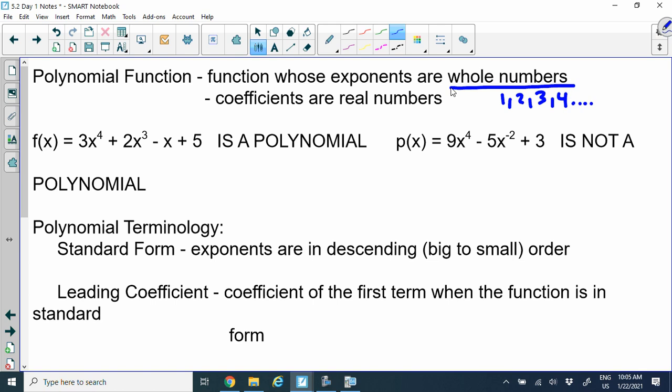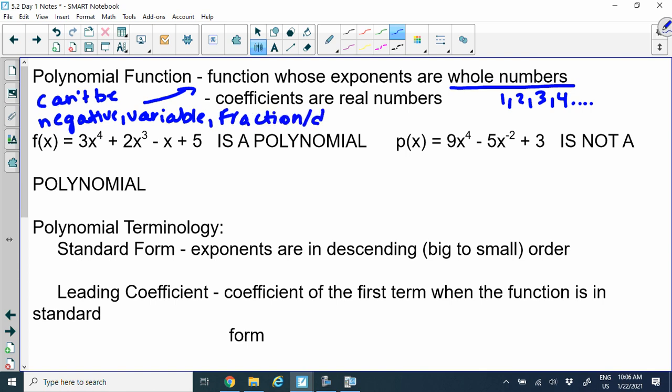That means our exponents can't be variables. They can't be fractions or decimals, and they can't be negative numbers. So you might want to write that down. So it can't be negative, a variable, or a fraction or decimal. Okay, that's what that means.